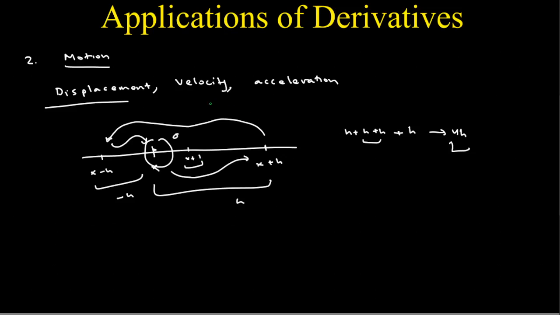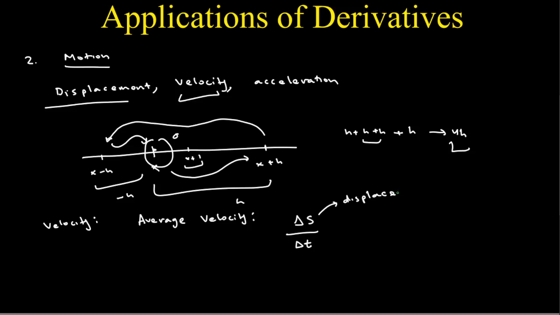And velocity. Now we go to velocity. Before defining velocity, I'll define average velocity, which is essentially defined as the change in displacement over the change in time. So this is displacement, and the delta is change in. That's what average velocity is defined as.